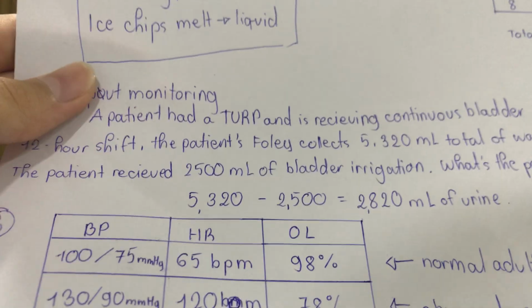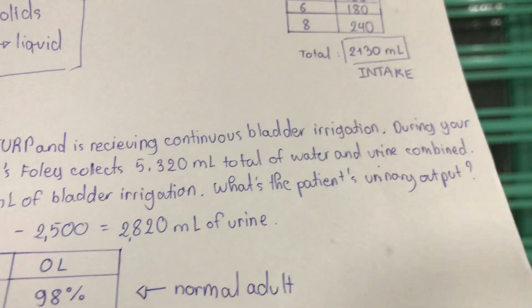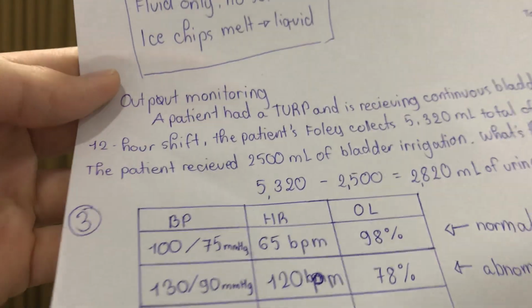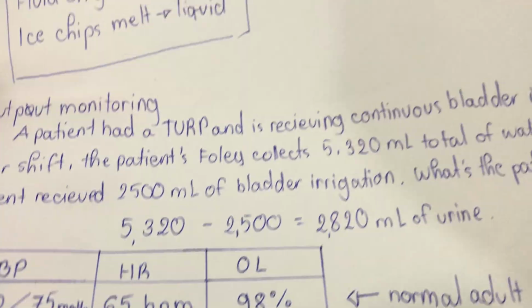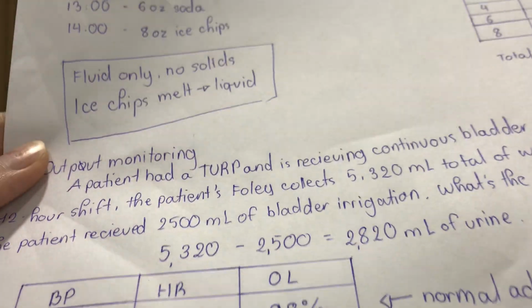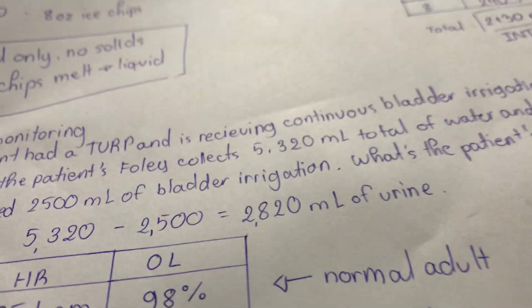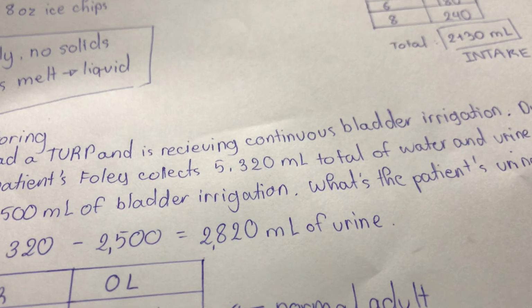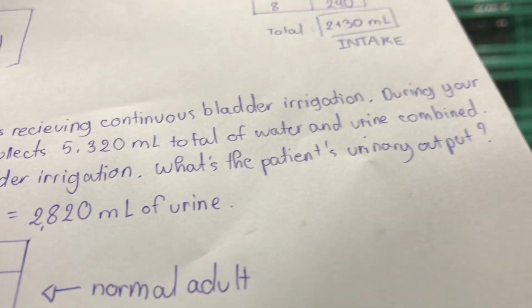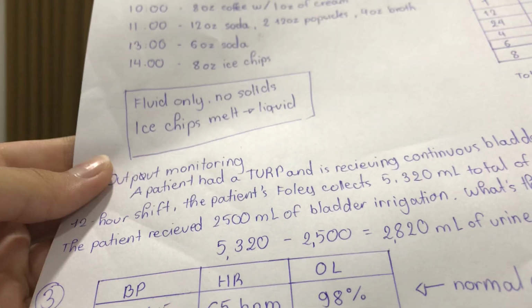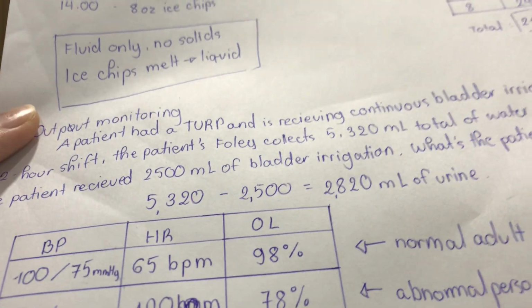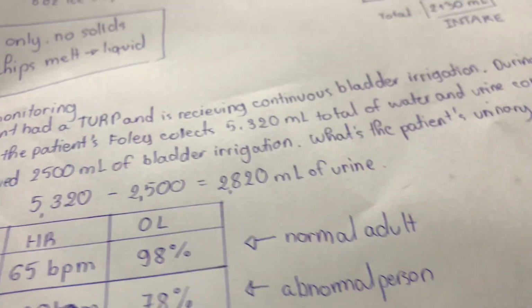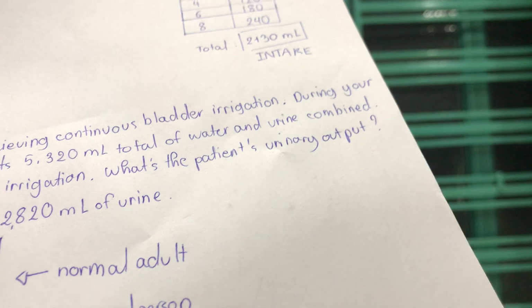So a patient had TURP and is receiving continuous bladder irrigation. During your 12-hour shift, the patient's tube and bag collect 5,320 milliliters total of water and urine combined. The patient received 2,500 milliliters of bladder irrigation. What's the patient's urinary output?